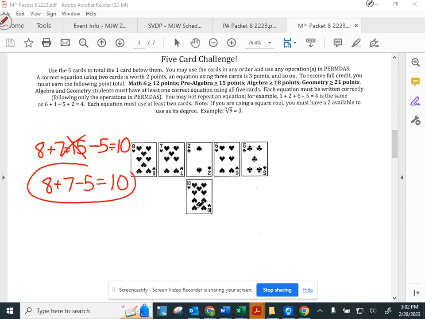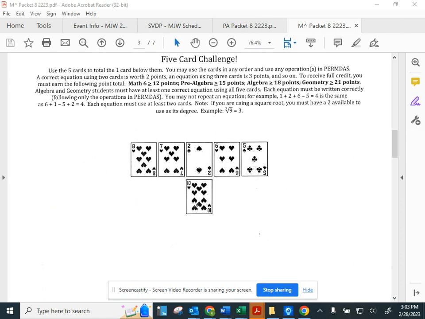So this is the proper way to write your equation with only one equal sign. This is fine to do when you are working over to the side to make sure that your math works. This is what I need to see as your answer for one of your equations.